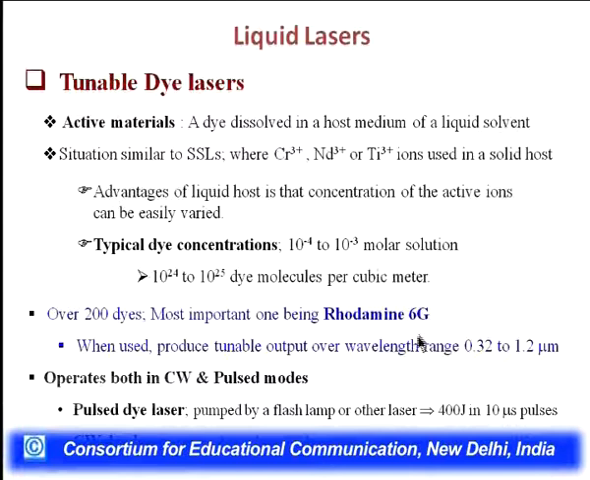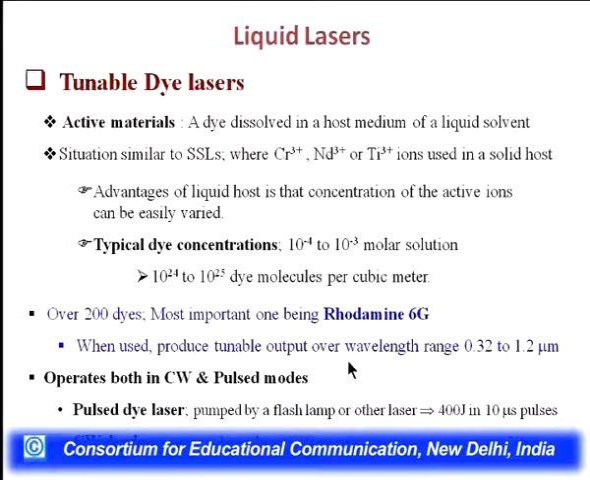The advantage of the liquid host is that the concentration of the active ions can be easily varied. And this laser works on two states, the triplet state and the singlet state. Typical dye concentration we keep is 10 to the power minus 4 to 10 to the power minus 3 molar solution, and 10 to the power 24 to 25 dye molecules per cubic meter are arranged. The most important dye used in the dye laser is rhodamine 6G, and coumarin dyes are also used. There are about 200 dyes used in the liquid laser.